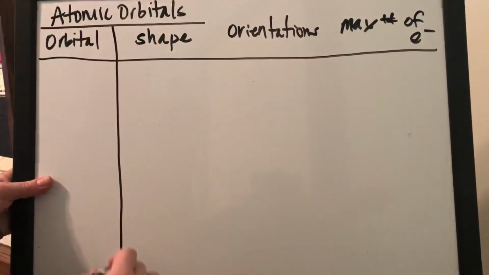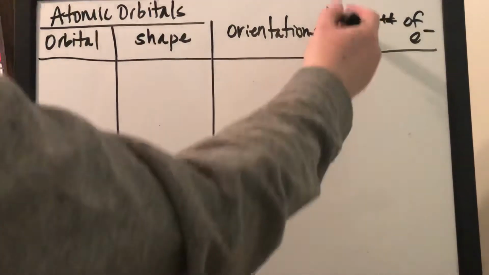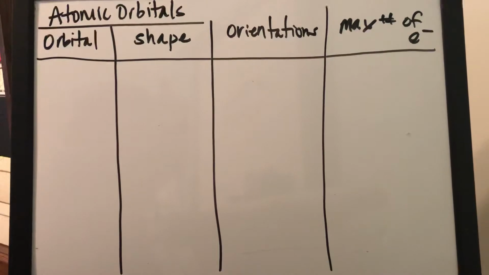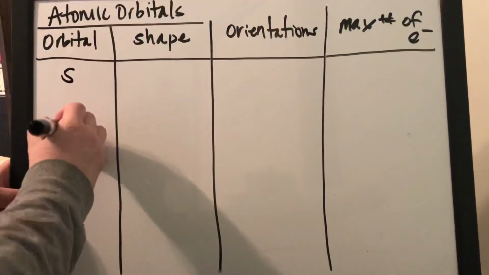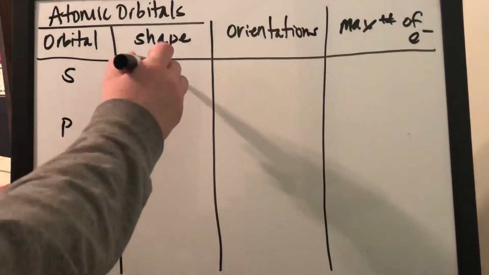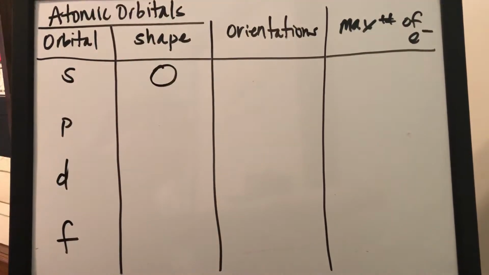We did this in Chem 1. If you remember from your Chem 1 discussion on electrons, we went over the types of orbitals, their shapes, how many orientations they have, and how many electrons can live in each orbital. There are 4 orbitals, and they're designated by letters: the s, the p, the d, and the f. The s is shaped like a sphere. I know that's a circle, but it's supposed to be a sphere. So think basketball.